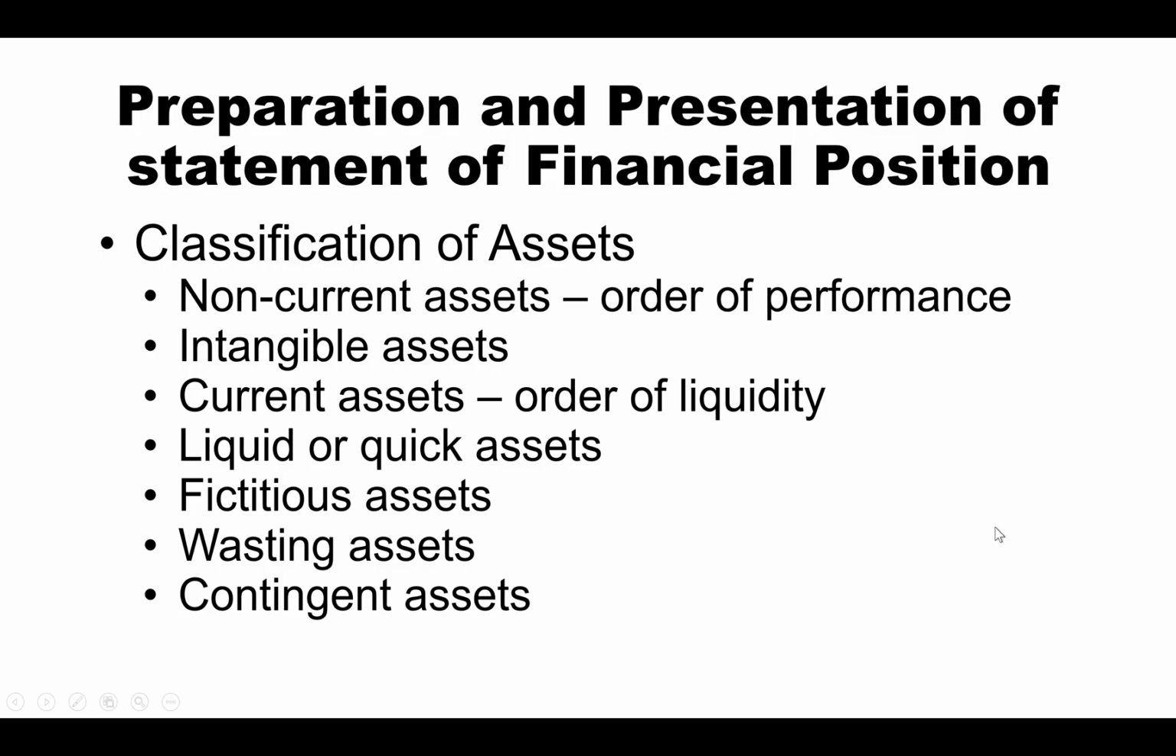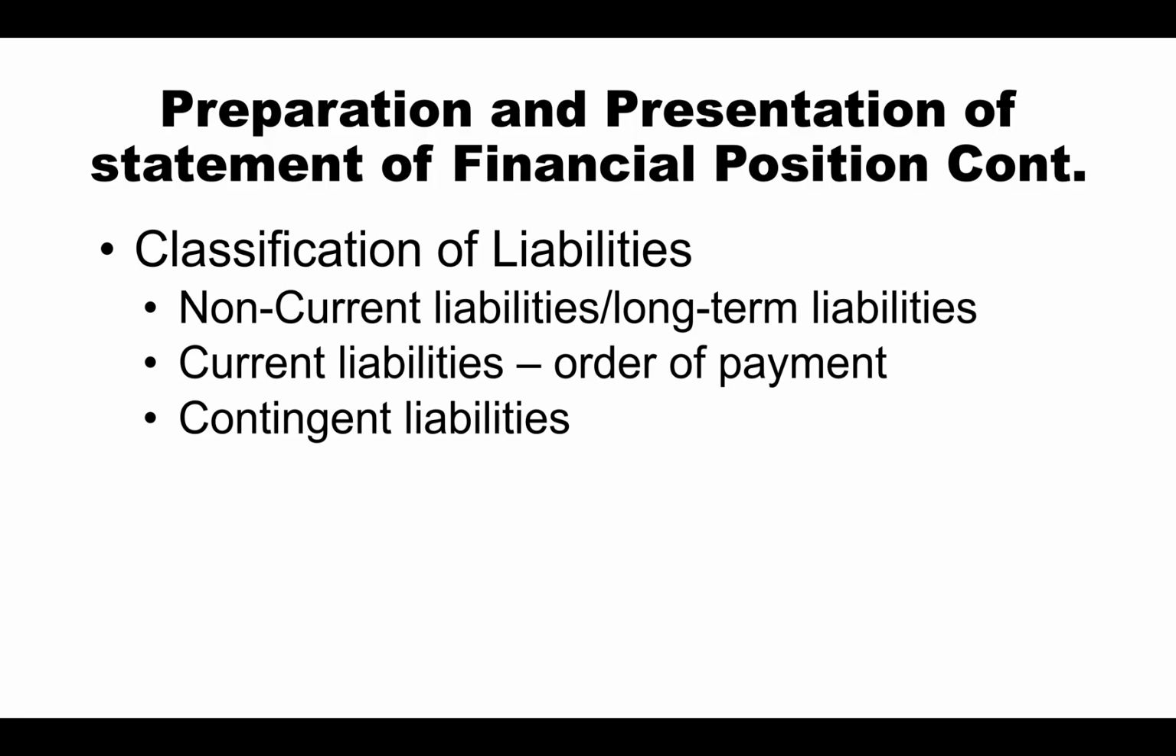And then we are going to look at the classification of liabilities. We don't have many here; we only have the non-current liabilities or the long-term liabilities. Then we also have the current liabilities. We define this one as arranged or listed in the order of payment, which is due to be paid. Then you have contingent liabilities. We can say they may or may not be sustained by the entity depending on the outcome of future events such as court cases. We call them contingent liabilities.